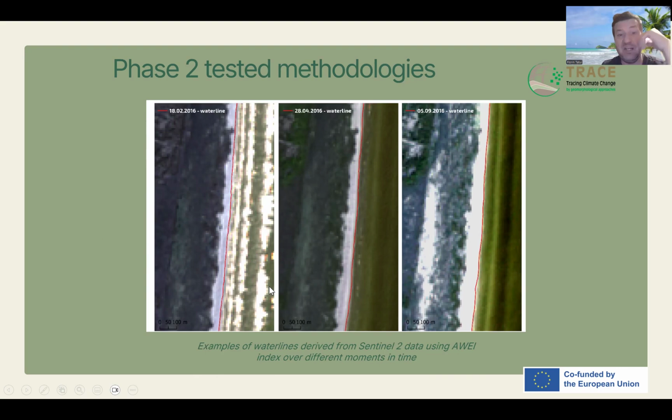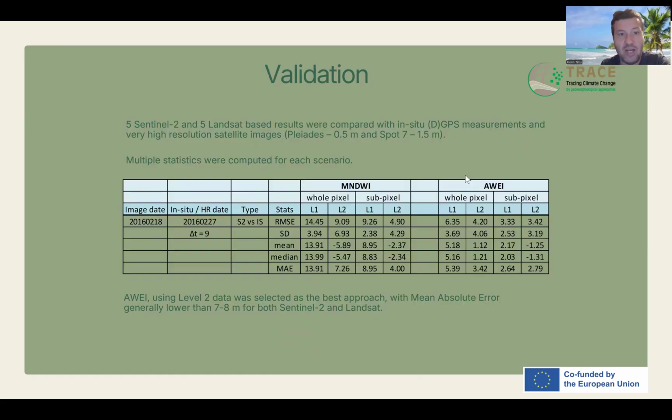You can see here three different examples of waterlines derived from Sentinel-2 data using this automatic water extraction index over different moments in 2016. You can see that it performed very, very well, either for an image like here where we have wave breaking, or for images where we do not have wave breaking. It tracks the shoreline pretty well.